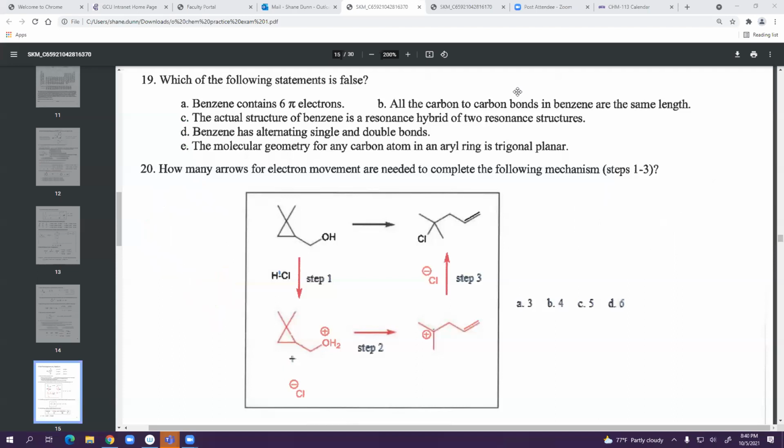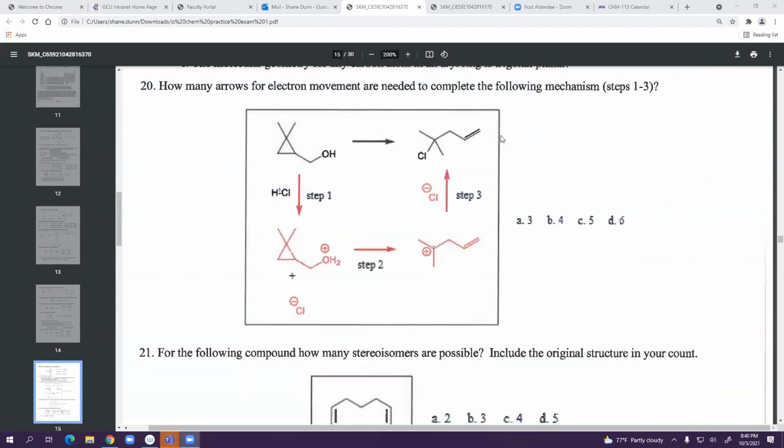There we go. What about B? Oh, that's true too. Because they're all double bonds, they're all the same length, because all carbon to carbon bonds are eventually the same length. That is true. Because they're all double bonds, right? Which means there is no single bonds, plus they all are the same length. So they all share the same bonds pretty much. Okay.